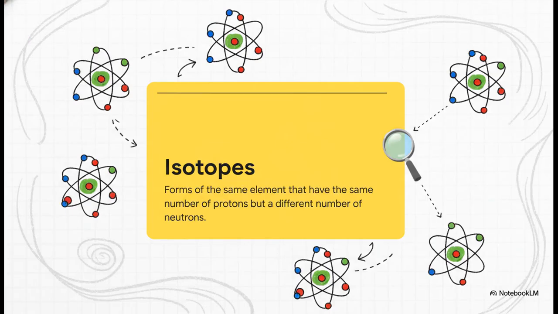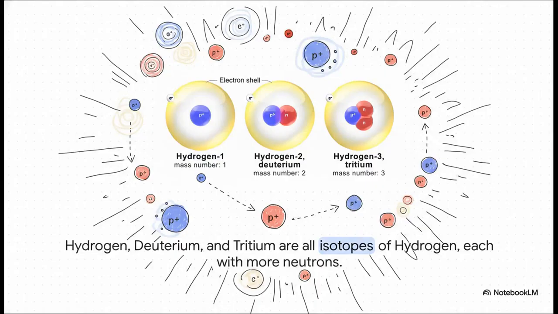See, because neutrons are neutral, they don't affect the atom's charge, you can actually change how many neutrons are in the nucleus without changing what the element is. When you do that, you create different versions of the same element, and we call those isotopes. So same number of protons, which means it's the same element, but a different number of neutrons. A perfect example is hydrogen. Regular old hydrogen has one proton and that's it, no neutrons. But if you add a neutron, you get something called deuterium. Add another neutron and you get tritium.